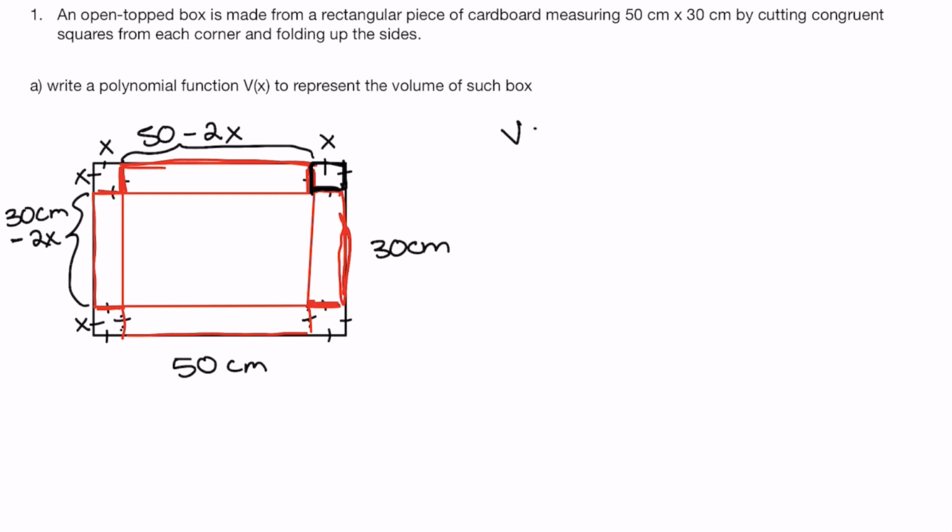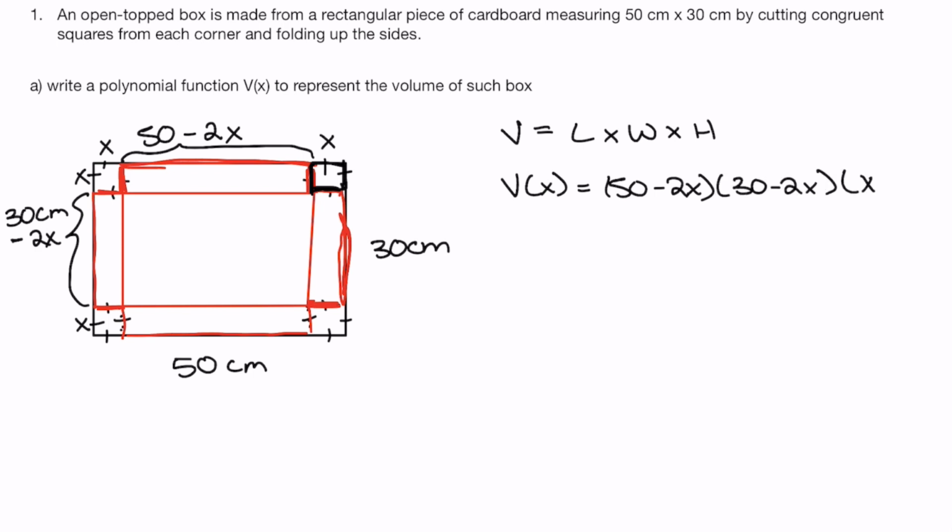So volume is equal to length times width times height. And V(x) is just the volume in terms of x. So we already found that out. The length in terms of x was 50 minus 2x, and the width was 30 minus 2x, and the height was just x. And these are all in centimeters, so don't forget that. So now we're just going to expand and simplify.